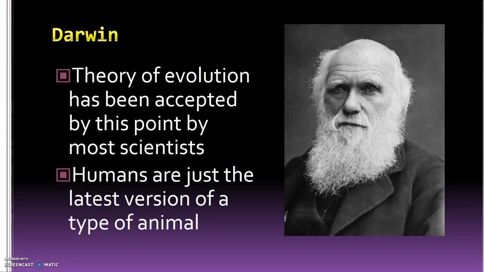Another large influence is that of Charles Darwin, and the fact that his theory of evolution by this point is commonplace and very widely accepted by most people in society. Most scientists have fully explained it. There is some negative reaction from the church still, but that concept that humans are just the latest version of another type of animal also comes into play in people's understanding of the world.